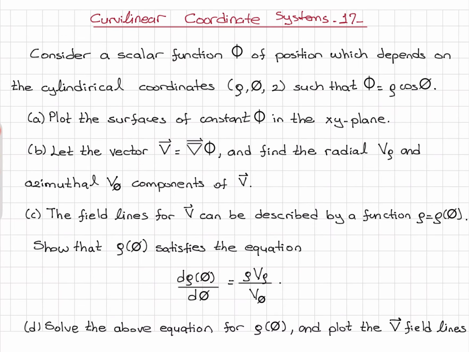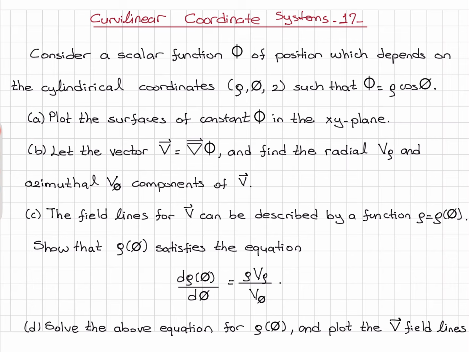Curvilinear coordinate system 17. Consider a scalar function phi of position which depends on the cylindrical coordinates rho, phi, and z such that the scalar function phi is equal to rho cosine phi. Part A, plot the surfaces of constant phi in the xy plane. So we're going to postpone this to the end, and we will work on part B.